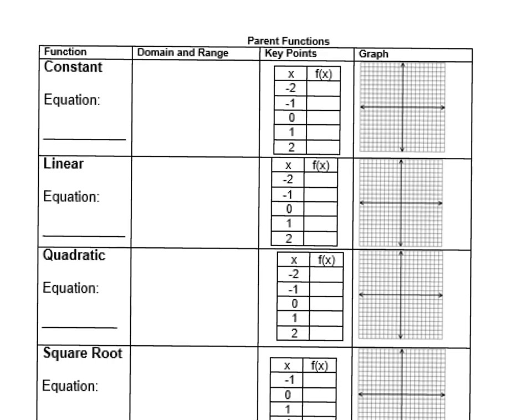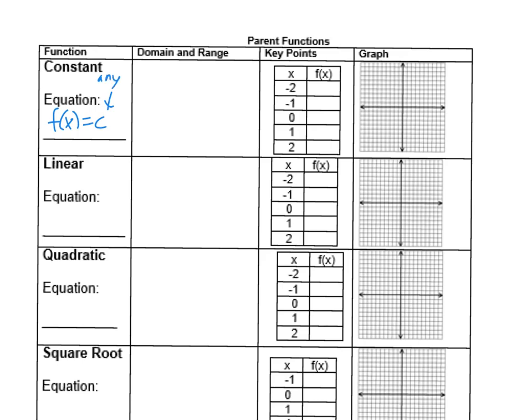All right, next up here, we have a parent function chart. This isn't all the parent functions in the world, but I just did the 5 probably most important ones that we need to be familiar with, and we can add to this as we go along here. So the first one is the constant function, and so this one would be f of x equals c, and so c would just be any number.